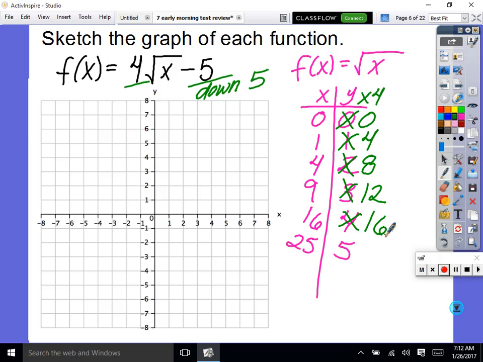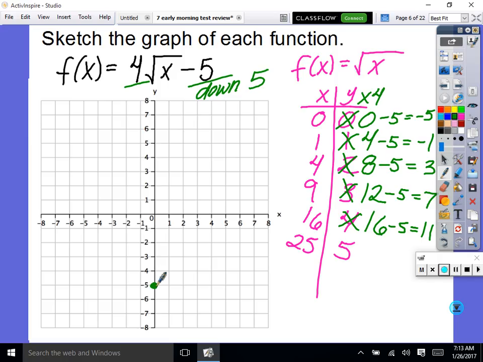And now we're subtracting 5. So from y values, because it's a downshift of 5, right? So y shift. So subtract 5 from that, and we get -5. Subtract 5 from that, and we get -1, right? Subtract 5, we get 3. Subtract 5. Okay, perfect. All right, let's plot those points.